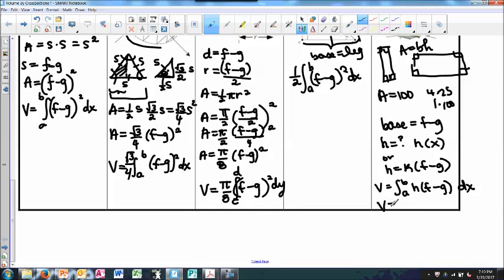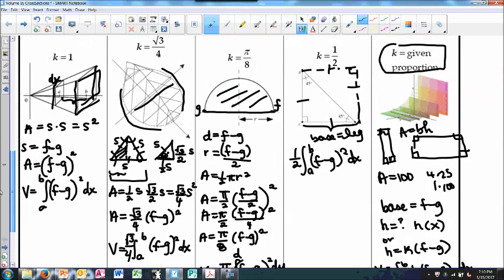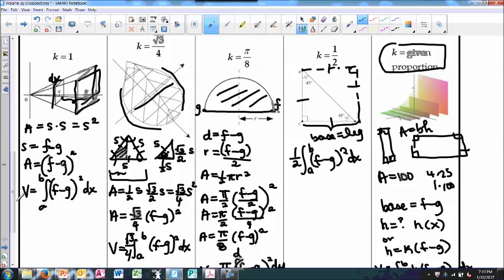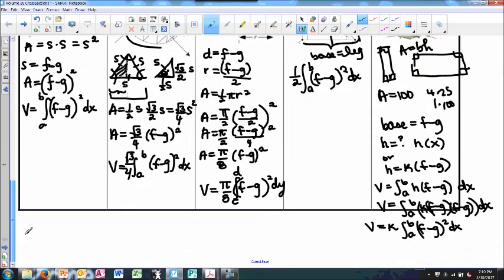Or if they give it to you as some proportion, then if height is a proportion of f minus g, then multiplying base times height once again gives you an f minus g squared, a constant you can factor out. So you would have a different constant of proportionality. So be very careful that you're only ever factoring out the constant for any of these problems. You're never factoring out a function.